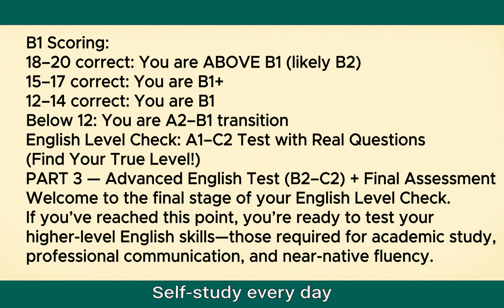B1 scoring. 18 to 20 correct, you are above B1, likely B2. 15 to 17 correct, you are B1 plus. 12 to 14 correct, you are B1. Below 12, you are A2 to B1 transition.